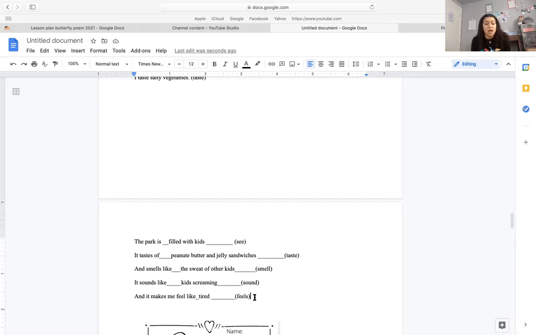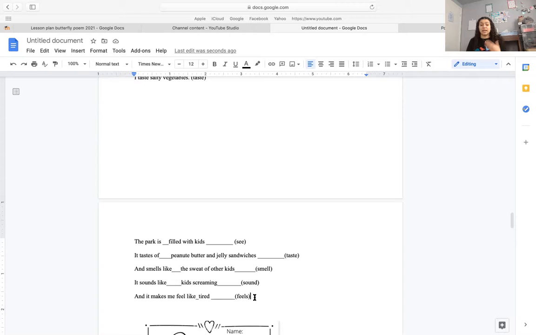Now we can read it. The park is filled with kids. It tastes of peanut butter and jelly sandwiches and smells like the sweat of other kids. It sounds like kids screaming, and it makes me feel tired. That is a wonderful poem, and we included all our five senses. We had everything that we needed for our poem. We included the see, taste, smell, hear, feel, and we came up with different things together.